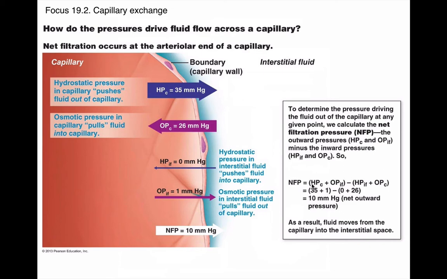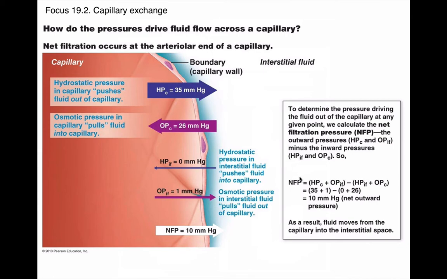This is showing the net filtration pressure, calculated as the sum of the capillary's hydrostatic pressure plus the osmotic pressure of the interstitial fluid. You can see hydrostatic pressure is pushing it out, and the osmotic pressure of the interstitial fluid is also sucking it out, minus the interstitial fluid hydrostatic pressure, this part that's going to tend to push it in, plus the osmotic pressure of the capillary, where it's getting sucked in.